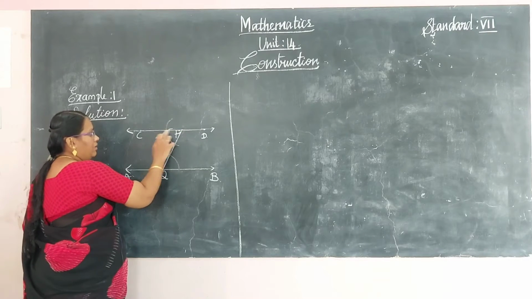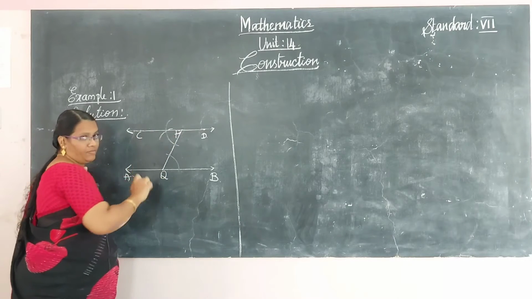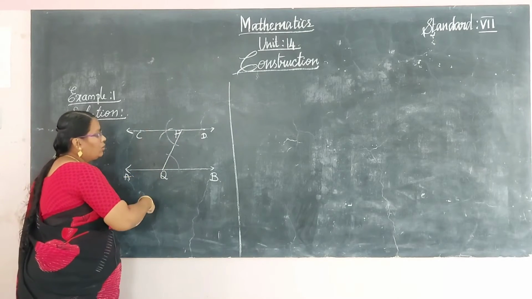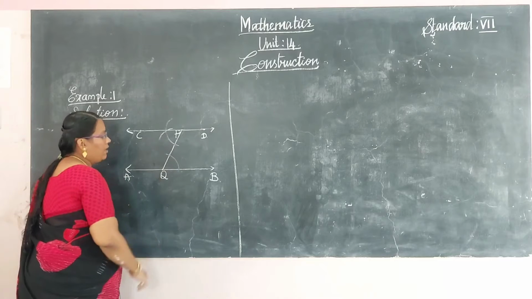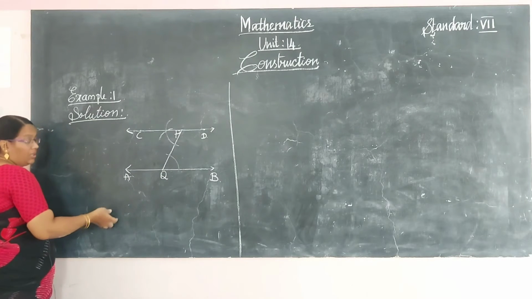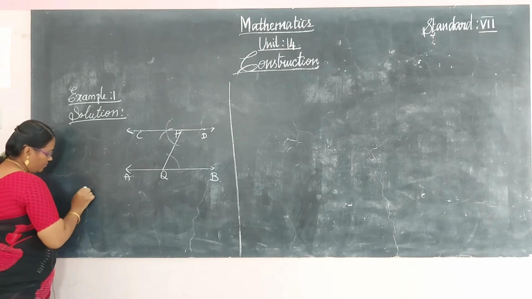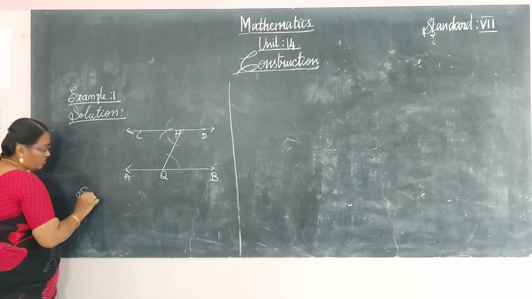Okay, so join the line from P to CD. Then we get the two parallel lines CD and AB. After you have completed the construction, write the steps. The steps of the construction.